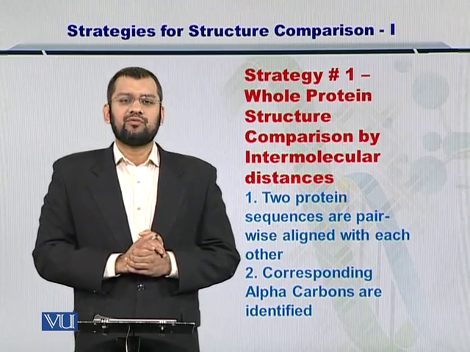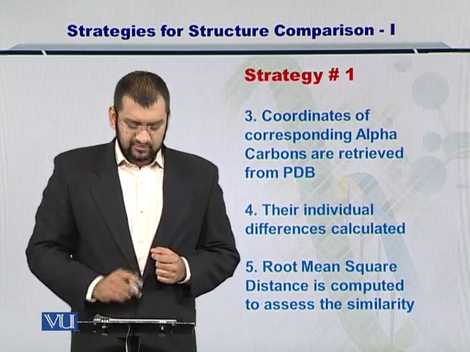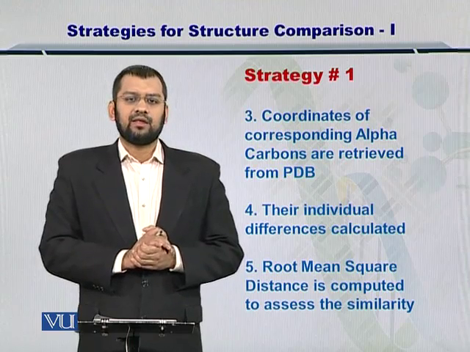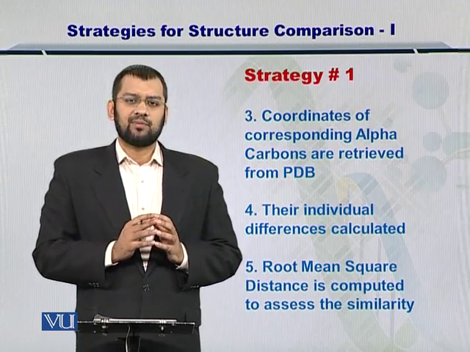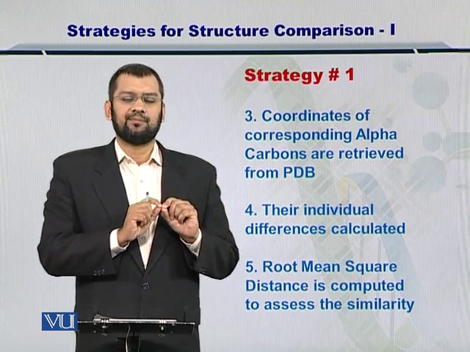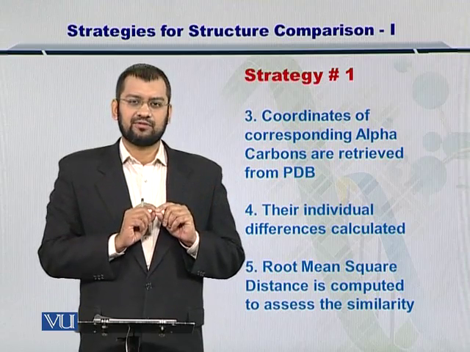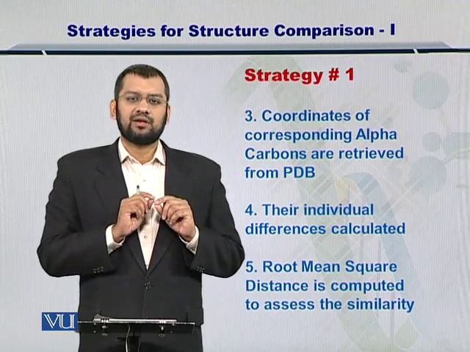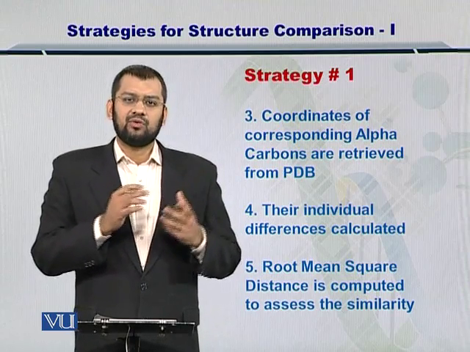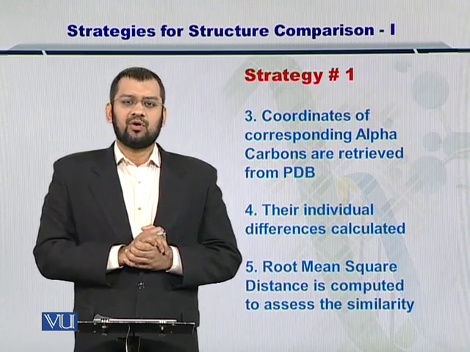Secondly, once you have done that, you look at the corresponding alpha carbons and you extract their coordinates from the PDB. Now you have extracted the coordinates from the PDB for each alpha carbon that corresponds to each other. The next step is to calculate their difference. And to calculate their difference, you can simply use geometry and you can arrive at their distance. I'll talk about this in the later modules in detail.